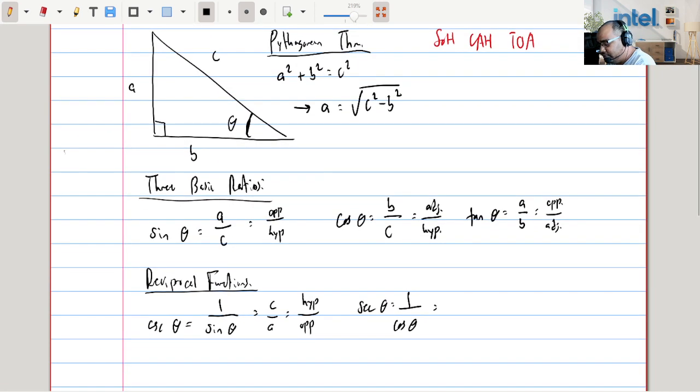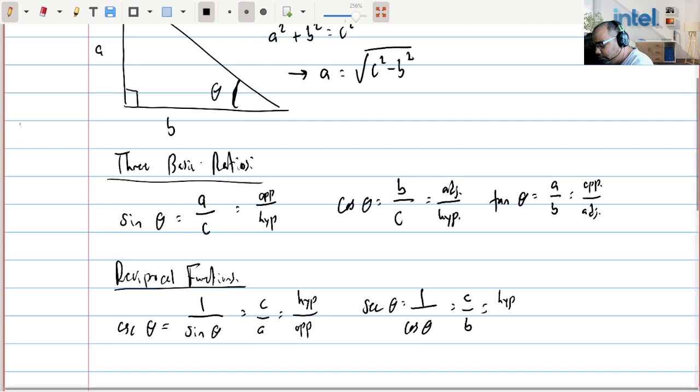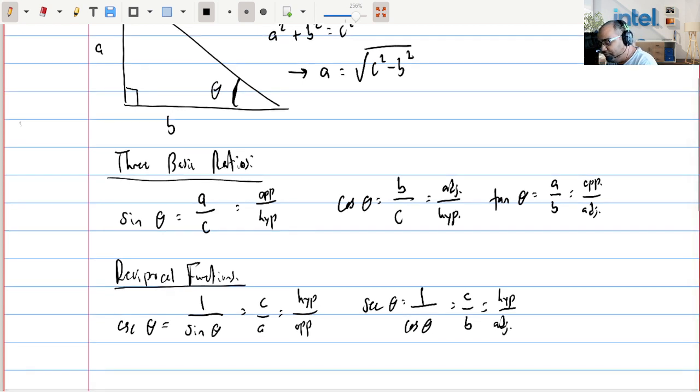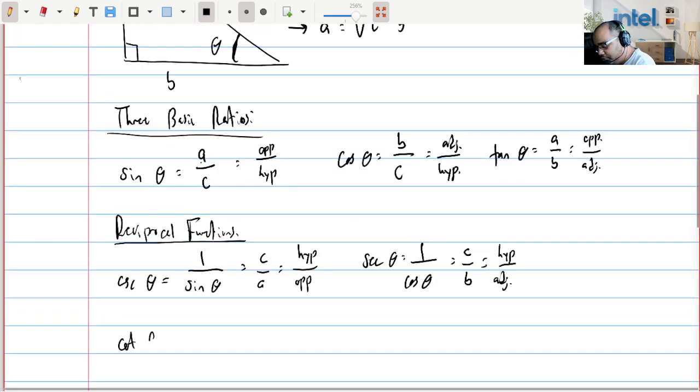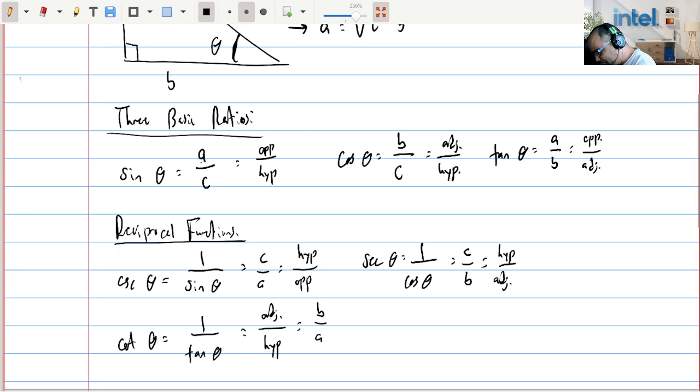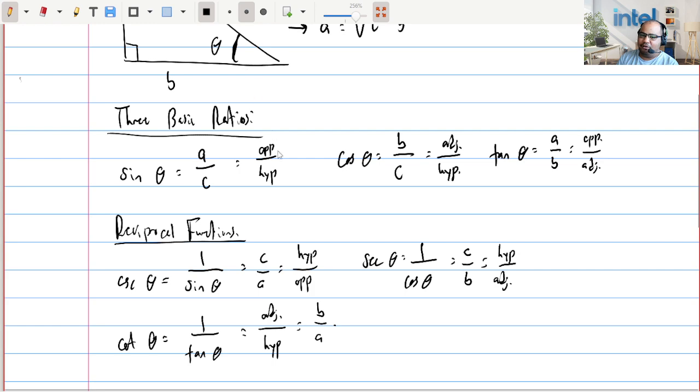So C over B is the hypotenuse over the side adjacent. And then we finally have the cotangent of theta, which I'll write below here. The cotangent of theta is 1 over the tangent, and that's going to be the side adjacent over the side opposite, which according to the way we've marked it is B over A.